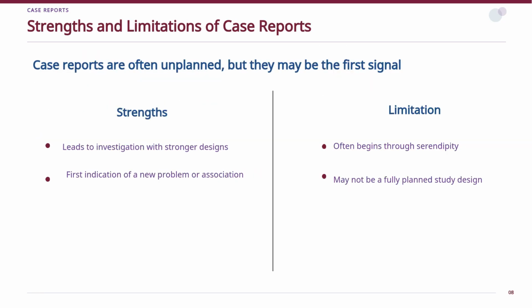There are distinct strengths and limitations of case reports. One strength is that a case report may provide the first indication of a new disease, unusual problem, or possible association. It can also lead researchers to investigate the finding using stronger study designs. However, case reports also have limitations. They often begin by serendipity, meaning that a clinician notices something unusual by chance. Because of this, they may not be based on a fully planned study design. So case reports are useful for giving an early signal, but stronger studies are needed to confirm the finding.